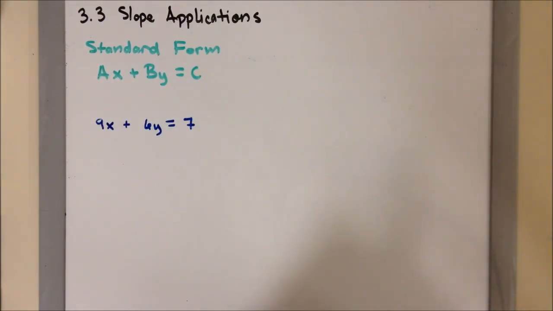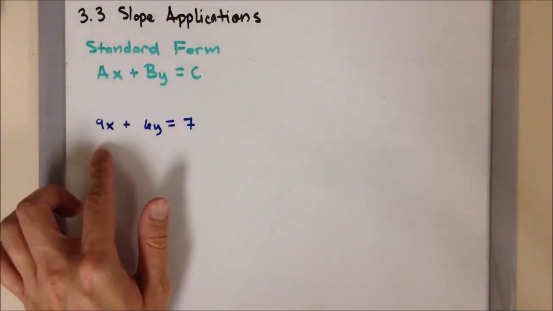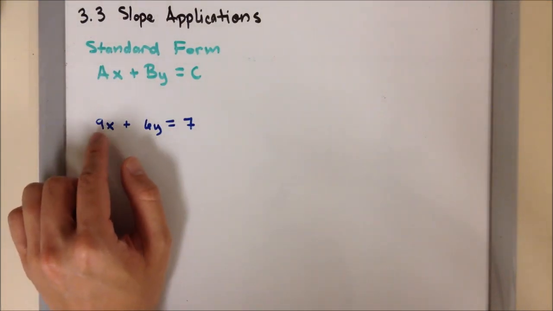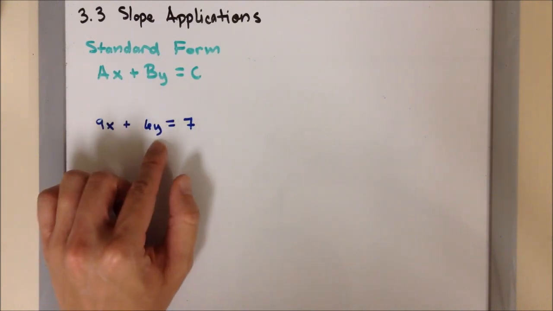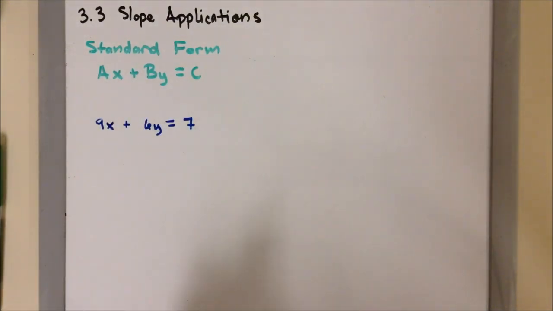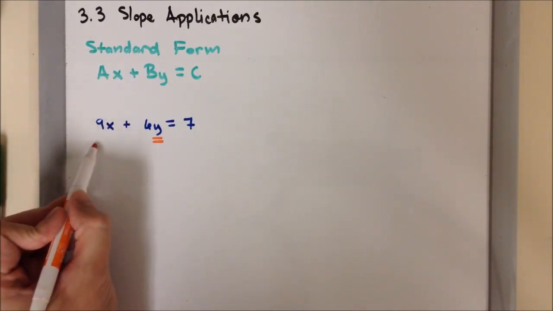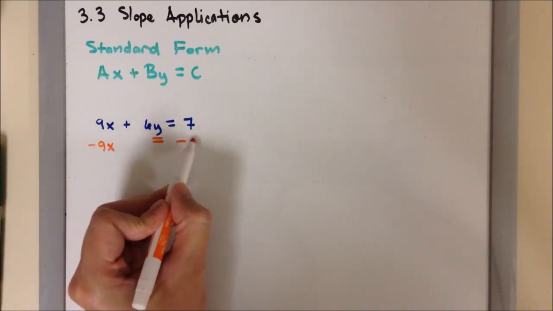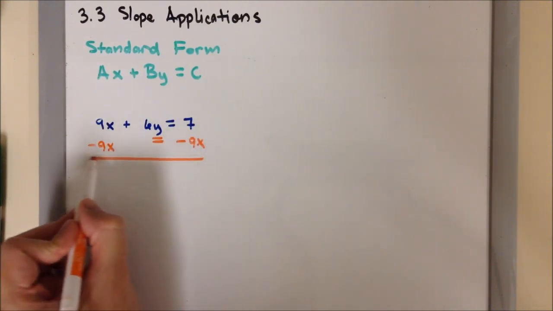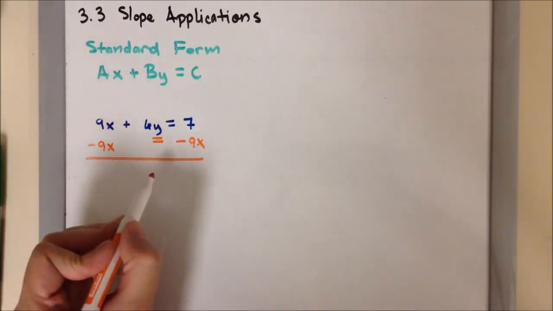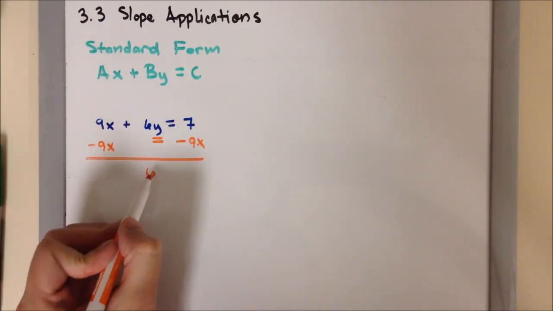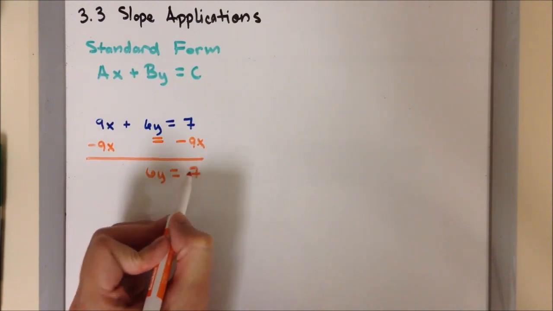Now, to go into slope-intercept form, all you have to do is get y by itself. So I need to get rid of this 9x. Our first example is 9x plus 6y equals 7. We want to get this y by itself, which I'm going to underline. That means I want to get the 6y by itself, so I must do the opposite of 9x. So minus 9x on the left, minus 9x on the right. When I do that, this will cancel out. I'm going to have 6y equals 7 minus 9x.